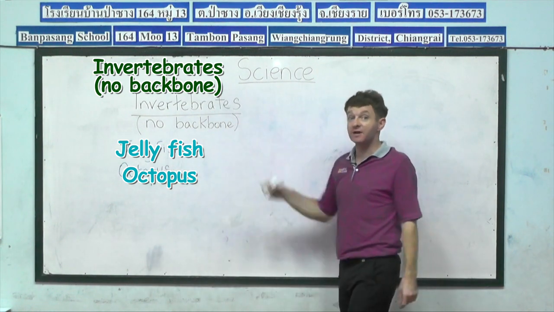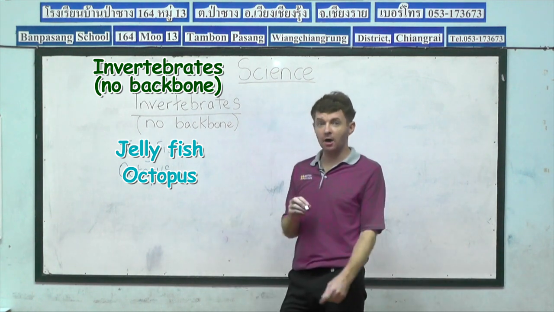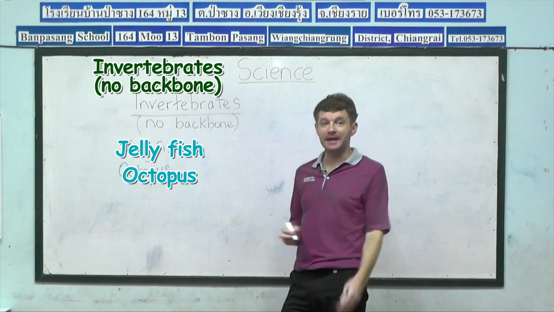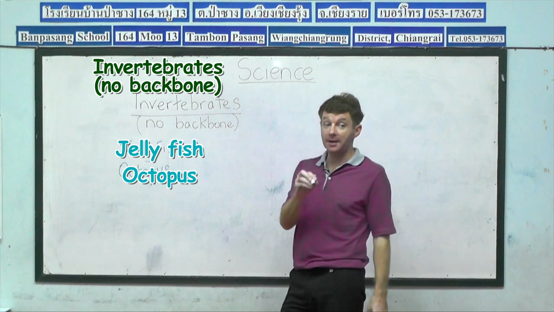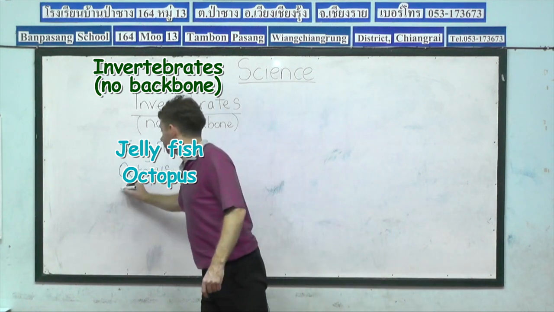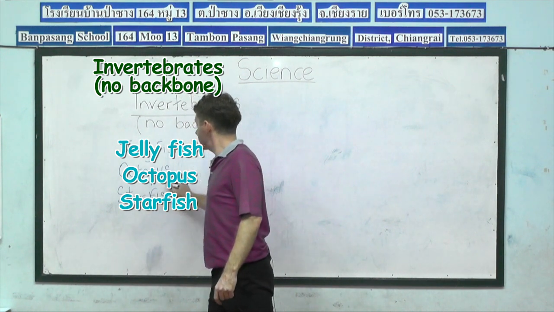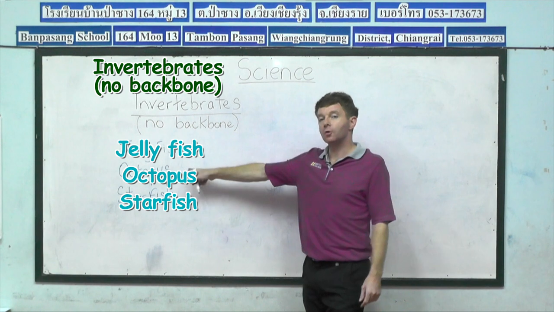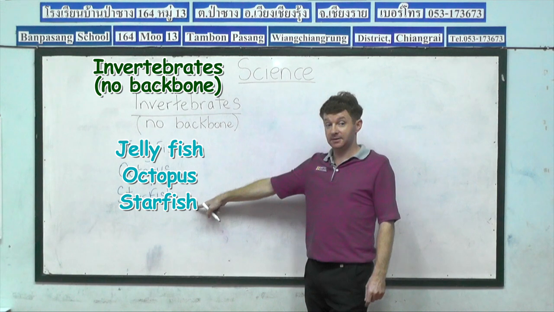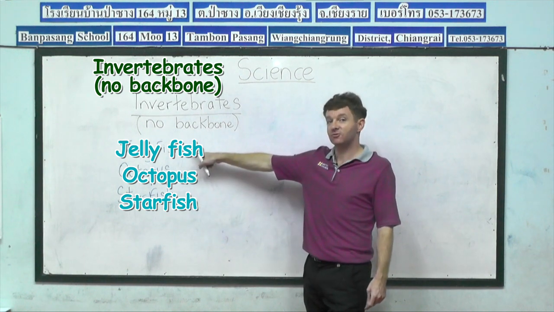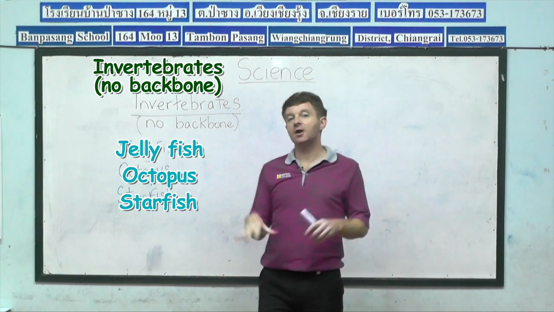Jellyfish, octopus. Good examples of invertebrates. Any others? Starfish is another one. Starfish looks like a star, hence its name, but it does not have any skeleton. Therefore, no backbone, and it's an invertebrate. S-T-A-R-F-I-S-H. Okay, so all of these animals so far live where? Where do we find these animals? In the sea. Jellyfish. Octopus. Starfish.